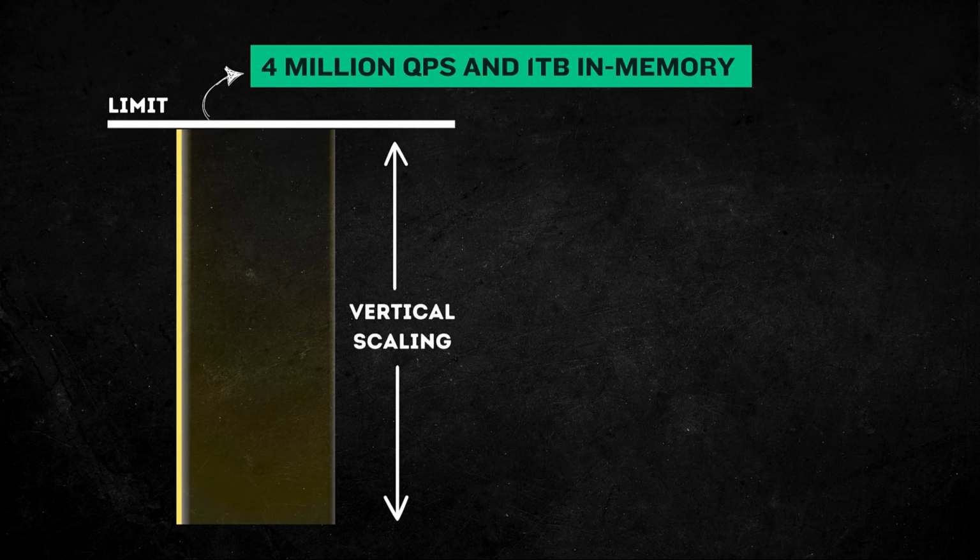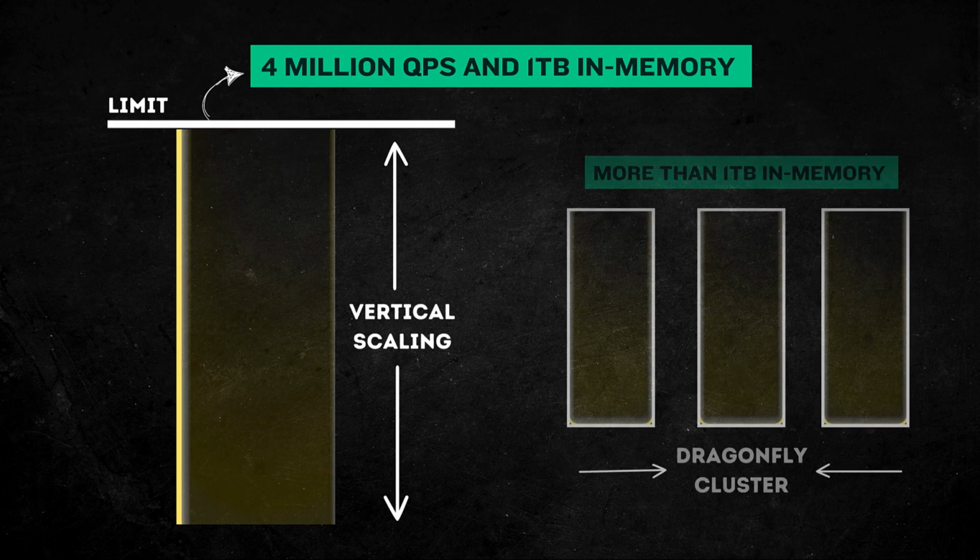A single instance of Dragonfly can scale up to 4 million QPS and 1 TB in memory. So compared to horizontal scaling, you can reduce the cost as well as management overhead. However, sometimes this might not be enough. So Dragonfly also supports cluster mode, which is an experimental feature. You can read more about Dragonfly cluster in the documentation.